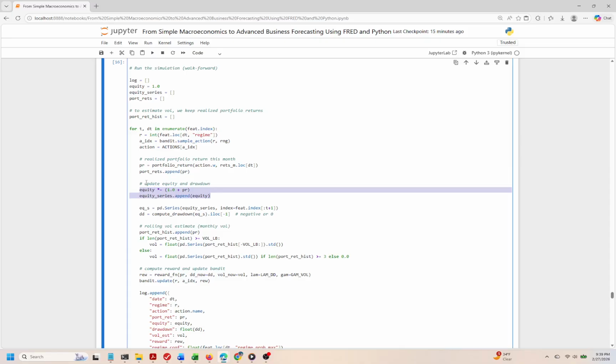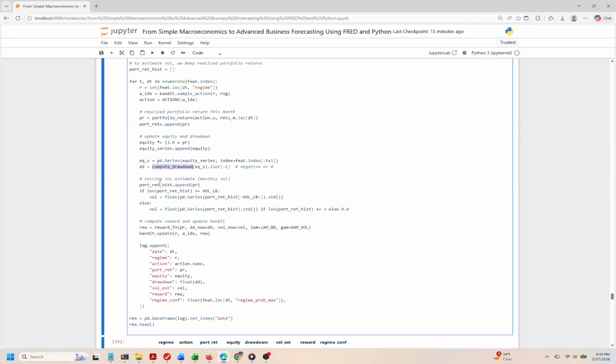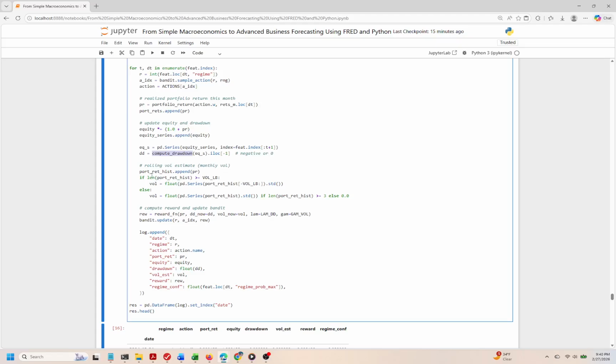Equally important is the drawdown, which we compute to identify any declines from our peak equity, crucial for understanding risk. To add further depth, we estimate the rolling volatility of our portfolio returns, which helps gauge risk exposure. This volatility is incorporated into our reward function alongside drawdown data, ensuring that both performance and risk are considered when updating our strategy with the bandit algorithm.